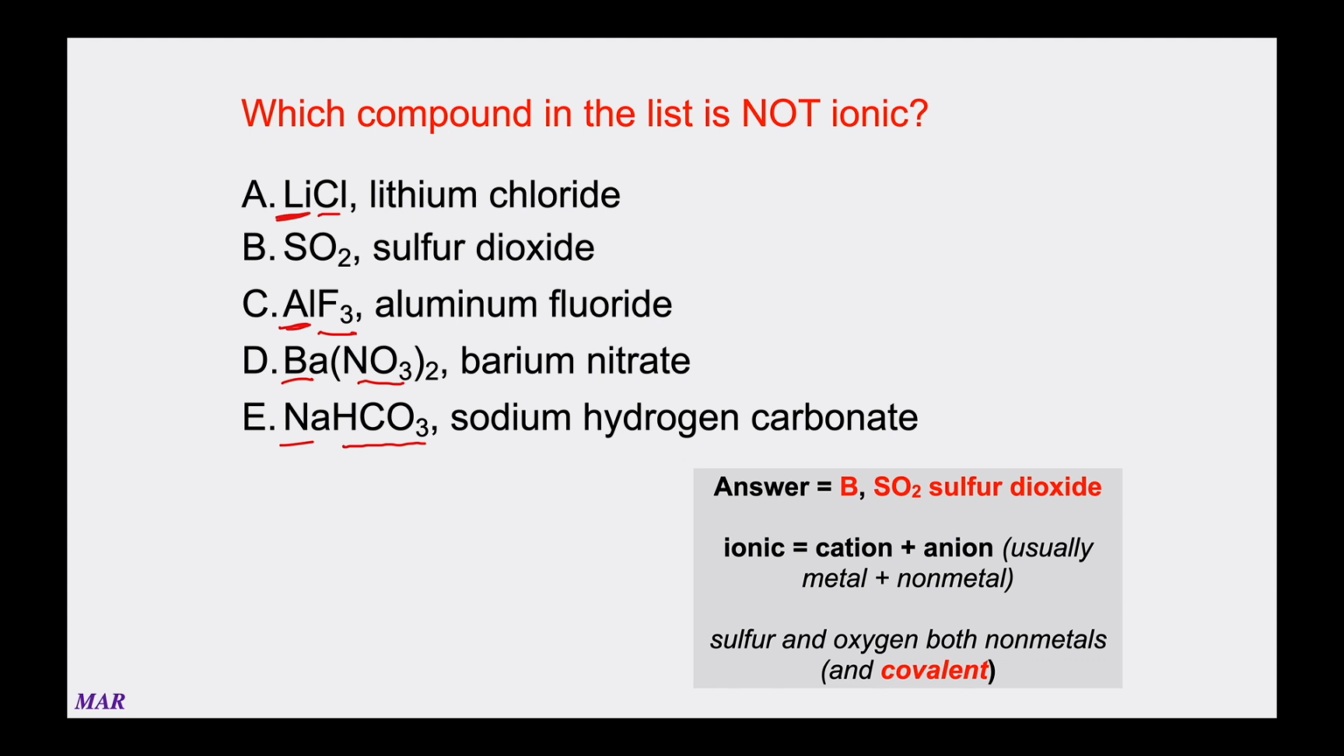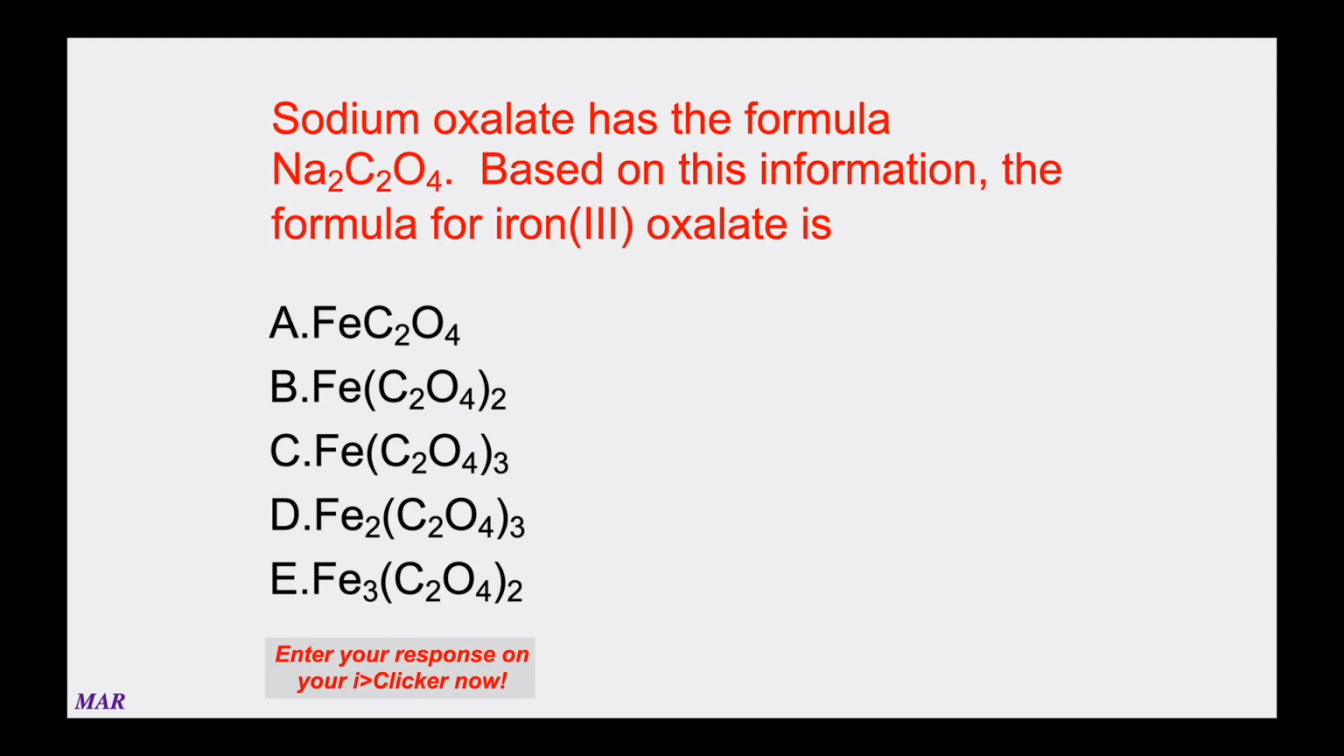So again, to identify covalent bonds, you basically want to use nonmetals and nonmetals, while the ionic bonds will usually have metals and nonmetals. Sodium oxalate has the formula Na2C2O4. Based on this information, the formula for iron 3 oxalate is, and there's 5 different possibilities.